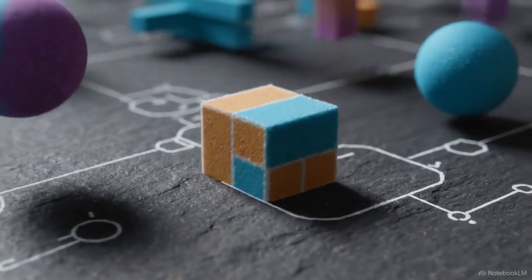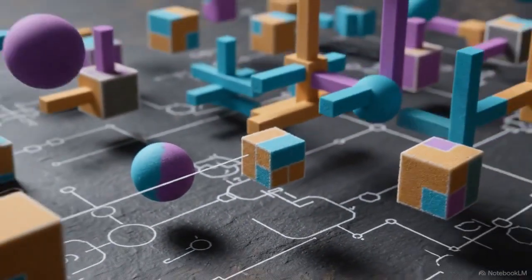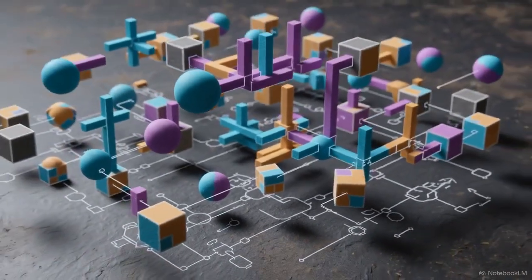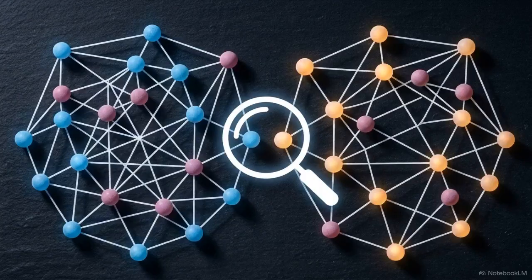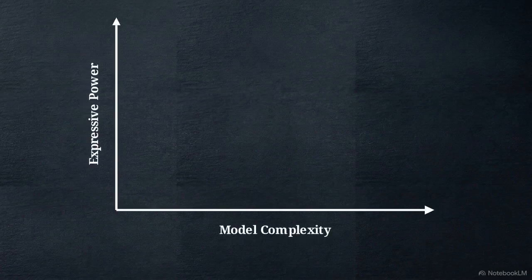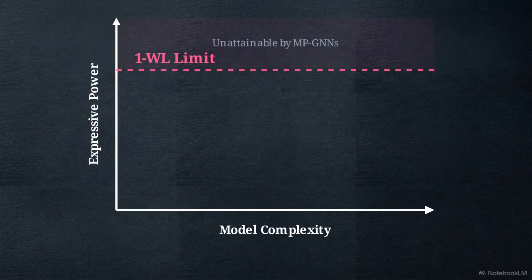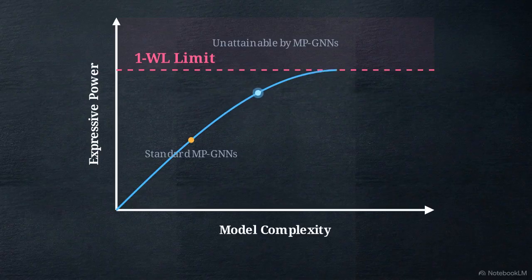To understand why this happens, we have to step outside of deep learning and look at discrete mathematics. Specifically, we need to ask how classical, non-neural algorithms test if two graphs are structurally distinct. We will examine a classical heuristic called the one-dimensional Weisfeiler-Lehman test. By understanding how this test works, we can map the strict theoretical limits of message-passing networks and then derive an architecture designed to hit that absolute ceiling.